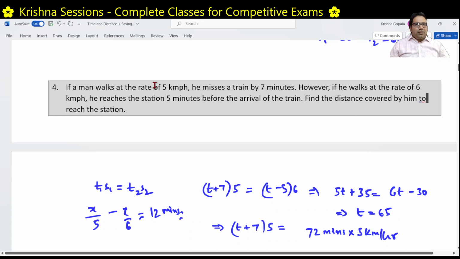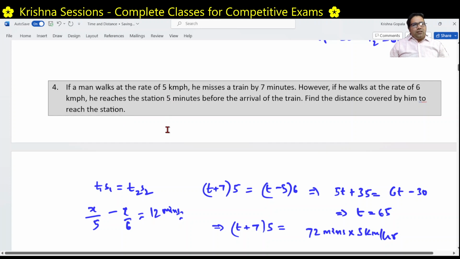Okay, so here the distance between the man and the station is the same, right? The distance is not changing. The time and the speed are changing. Whether he walks at 5 kilometers, 6, 10, or 50, whatever. That is changing. If he walks at 10, obviously he would reach faster than when he was walking at 5. Okay, so the distance is the same.